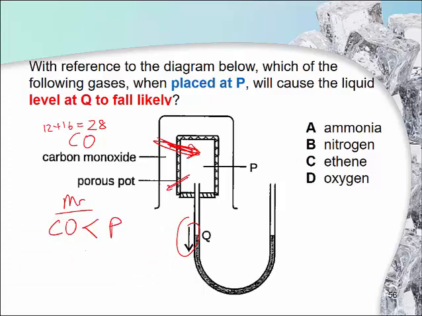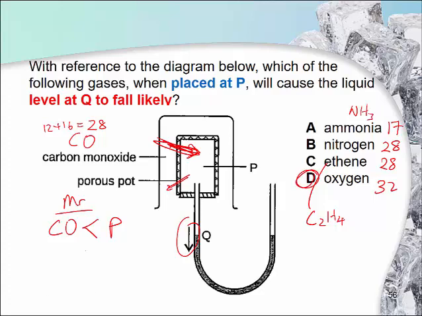Alright, so which has higher than 28? The first one, ammonia, is 17, 14 plus 3. Remember the formula for ammonia. Nitrogen is 28 because it's N2. Ethene is C2H4, and this one adds up to 28 also. Oxygen is 32. You want P to be higher than 28, and there's only one answer.